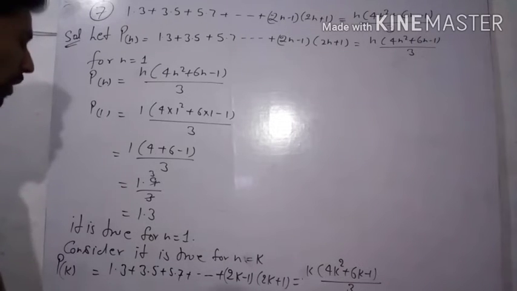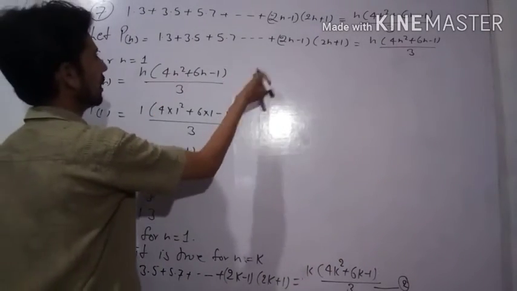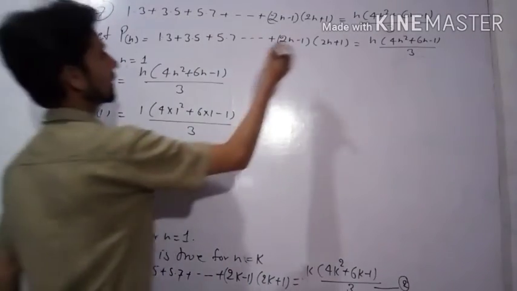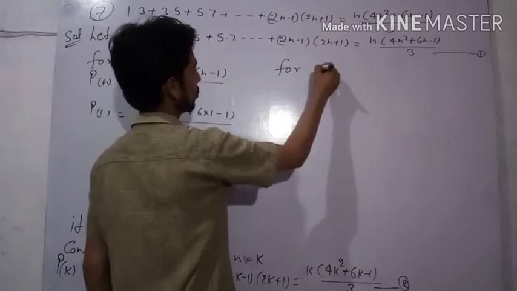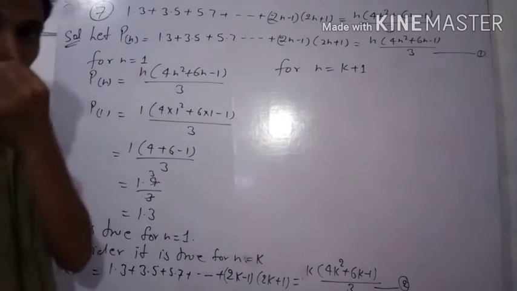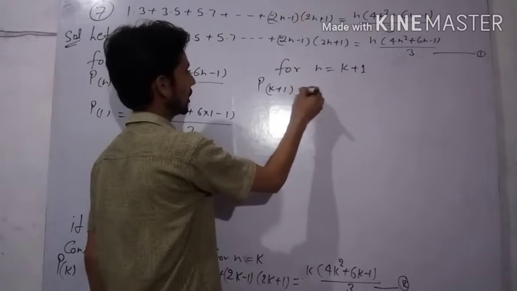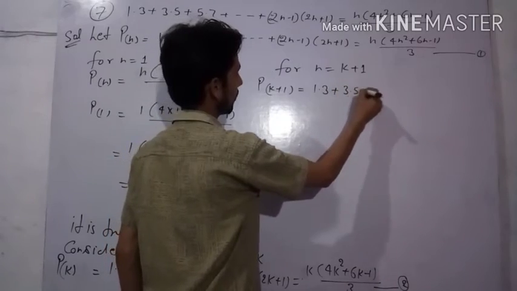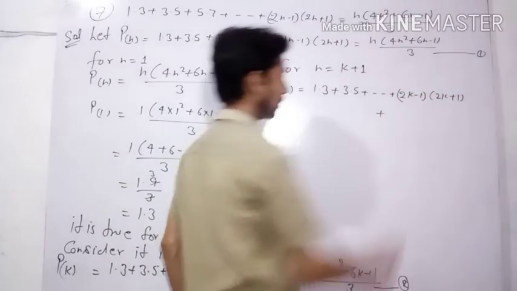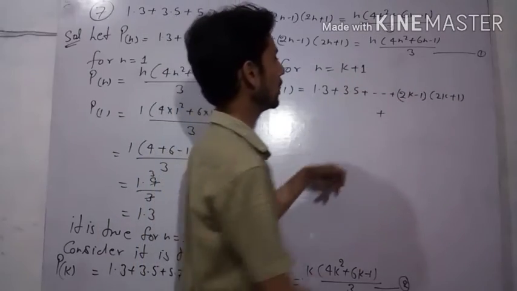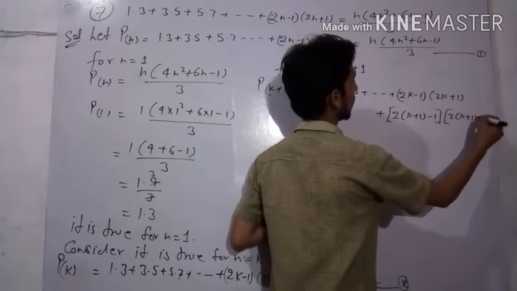Now we will prove that it is true for n equals k plus 1. This is equation 1 and this is equation 2. Now we have to prove that it is true for n equals k plus 1. P(k+1) is equal to 1 dot 3 plus 3 dot 5 plus dot dot dot 2k minus 1, 2k plus 1. The next term is here. At the place of n, we write k plus 1: 2 into k plus 1 minus 1, 2 into k plus 1 plus 1.